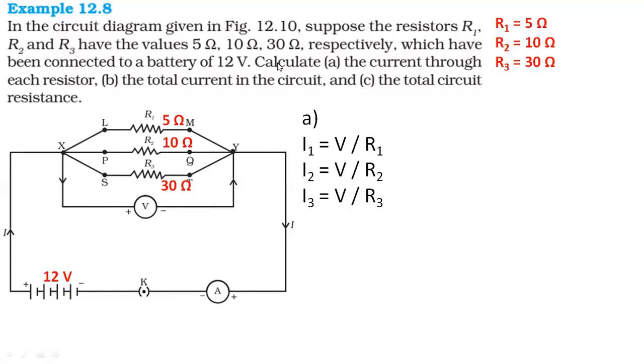12 volt was already given by them. You can see 12 volt was given, so I have written it as well. Now, in the first question, they are asking us to calculate current. So let me write it: I1, I2 and I3.